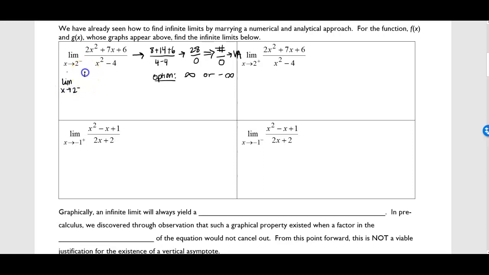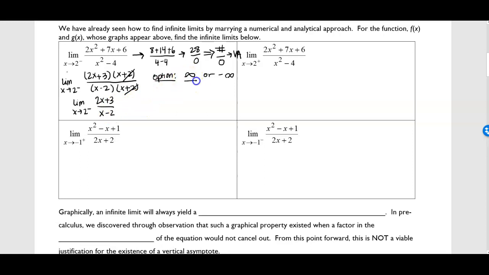So the numerator factors into 2x plus 3 and x plus 2, and the denominator factors into x minus 2 and x plus 2. My x plus 2's cancel, and so I'm really left with just the limit as x approaches 2 from the left of (2x plus 3) over (x minus 2). Again, I could plug in 2 here, but I'm just going to get a number over 0. And so what I want to do is decide if this would give me something positive or negative.